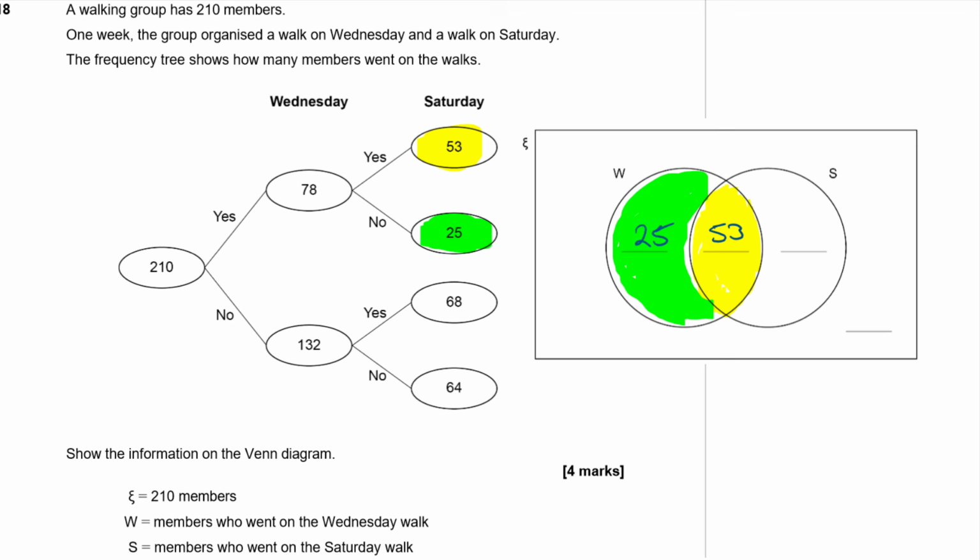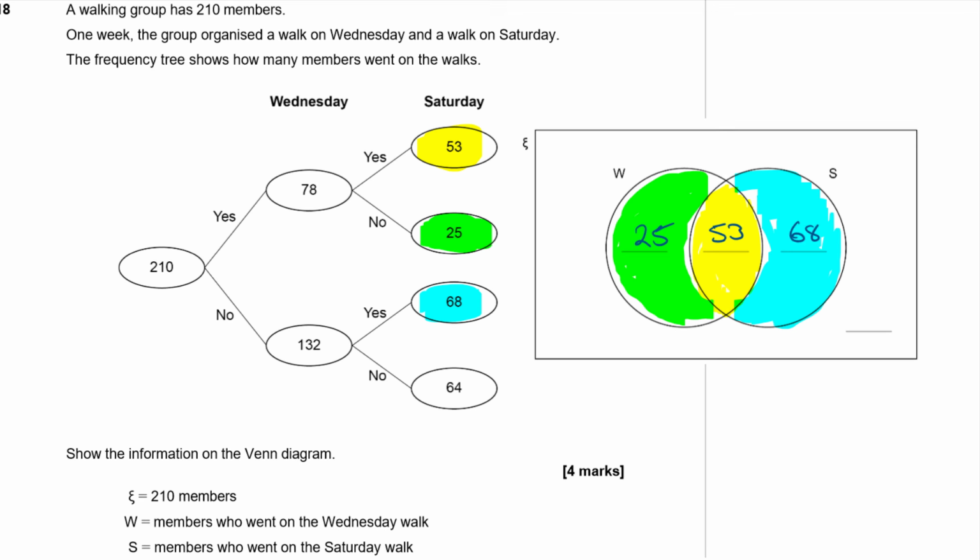Okay. What about the people who did not go on Wednesday but did go on Saturday? So didn't go on Wednesday is the bottom branch. So it's those people there, isn't it? So they were no to Wednesday, yes to Saturday. So they're going to go in this section of the diagram because they did go on Saturday but they didn't go on Wednesday. And that is 68 people.